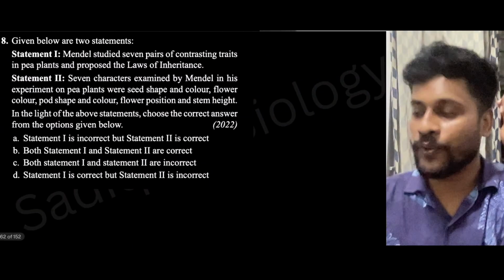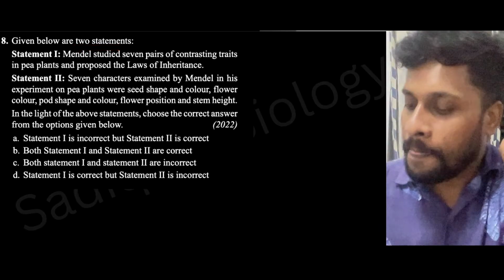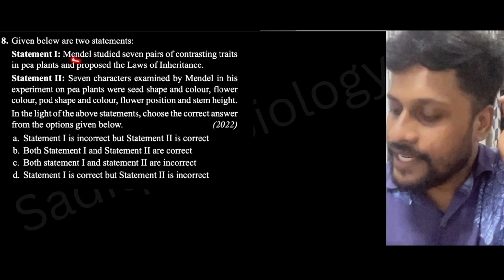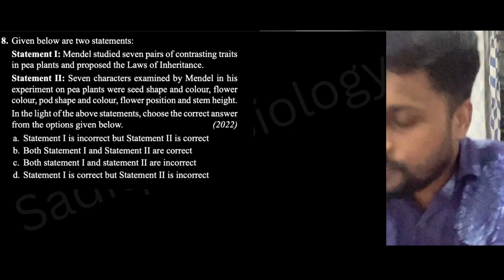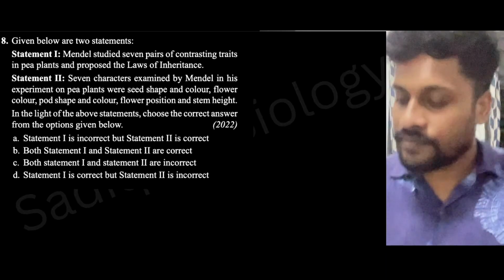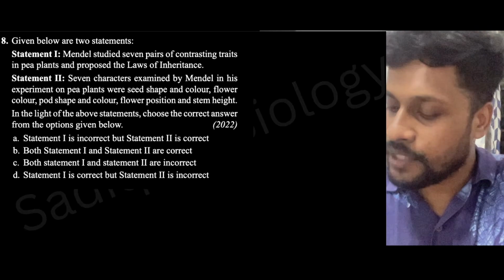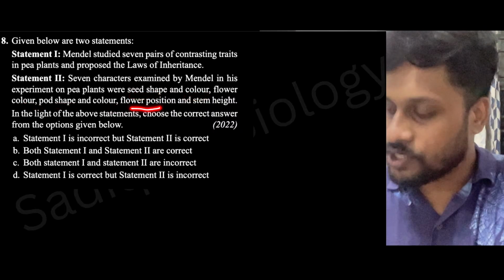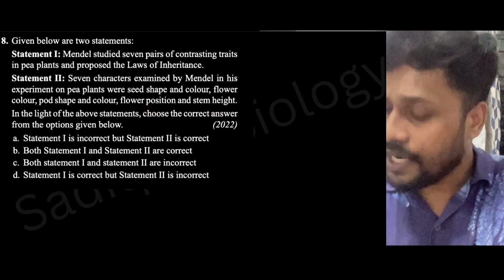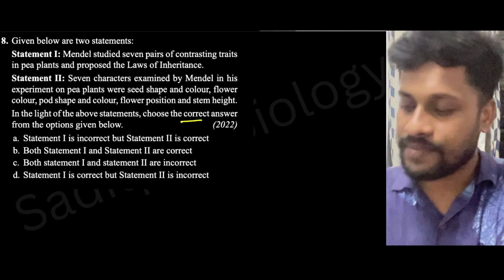Now let me take the eighth question. Given below are two statements. Statement one, Mendel studied 7 pairs of contrasting traits in pea plants and proposed law of inheritance. Statement 2, 7 characters examined by Mendel in his experiment on pea plant were seed shape, seed color, flower color, pod shape, pod color, flower position, and stem height. In the light of above statements, choose the correct answer. What will be the correct answer here, guys?